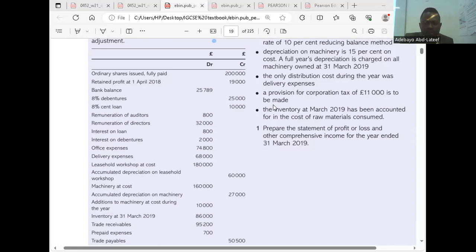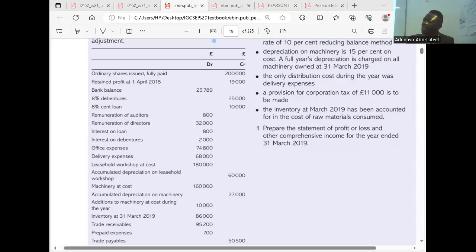Then we're told that a provision for corporation tax of 11,000 is to be made. So we have to deduct the corporation tax from 160,849. So 160,849 minus 11,000 gives us 149,849. So 149,849 is our profit on business activities after tax.